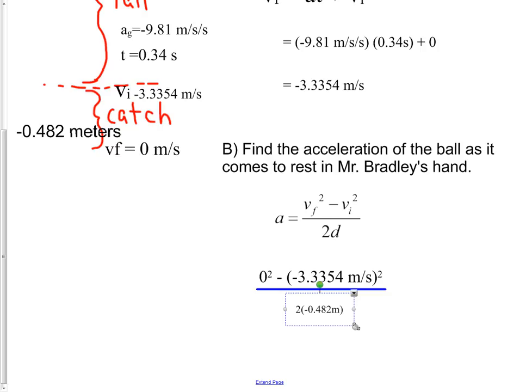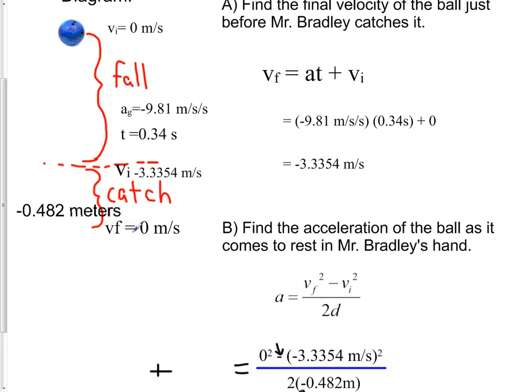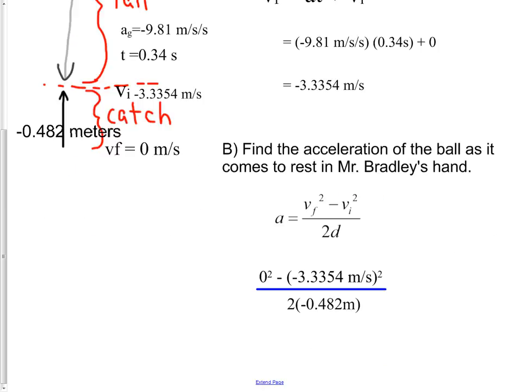Now I want you to notice something here. When we do this calculation, this negative right here is going to get canceled out because that value is squared. This negative is part of the equation and is not canceled simply because VI is squared. This negative, however, cancels out this negative, so we are actually going to end up with a positive answer. That makes sense. If the ball fell and then was caught, he'd have to be pushing up to make it stop. So the acceleration should be positive. Now when we calculate that value, what we get is 11.54035 meters per second per second.